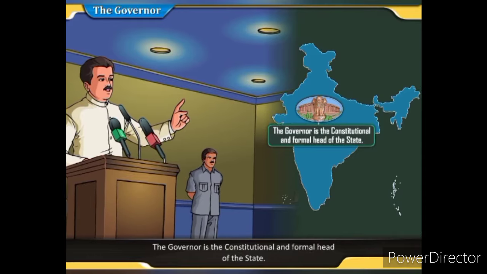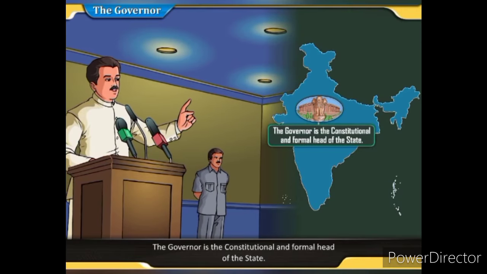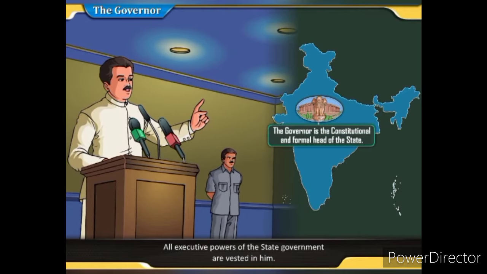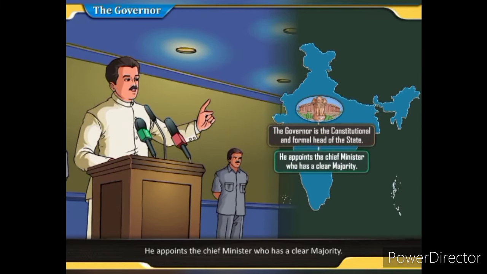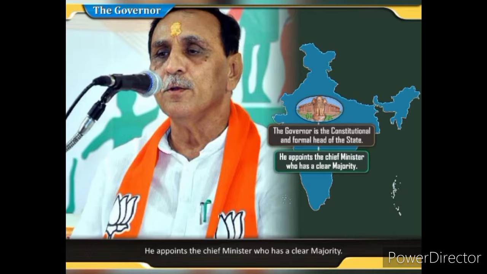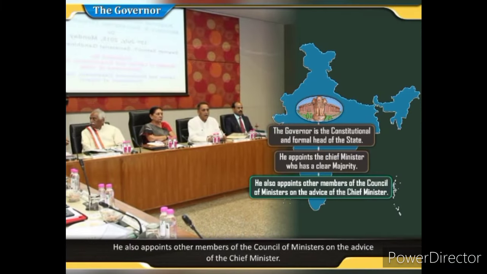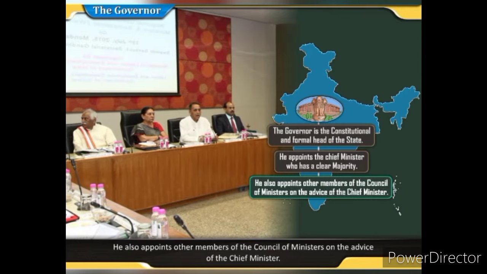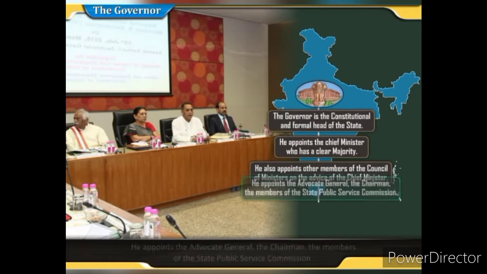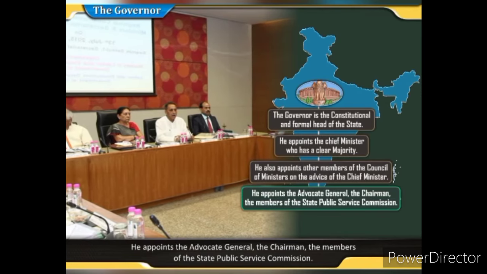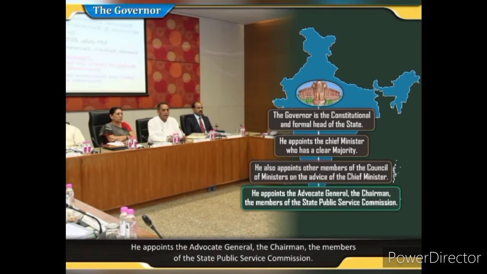The Governor is the constitutional and formal head of the state. All executive powers of the state government are vested in him. He appoints the Chief Minister, who has a clear majority. He also appoints other members of the Council of Ministers on the advice of the Chief Minister. He appoints the Advocate General, the Chairman, and the members of the State Public Service Commission.